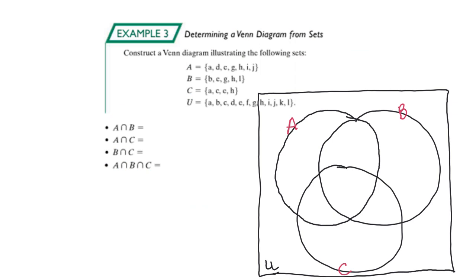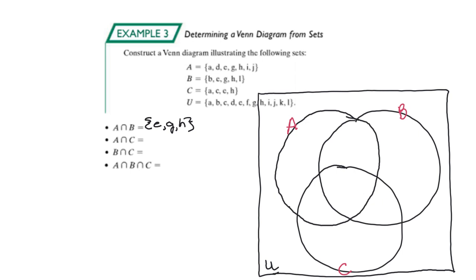Construct a Venn diagram using the following sets. We have sets A, B, and C with the universal set. We're going to look at this first one where it says A intersect B. Focusing on set A and set B, we are only going to write down what they have in common. Set A and set B look like they have E, G, and H in common.